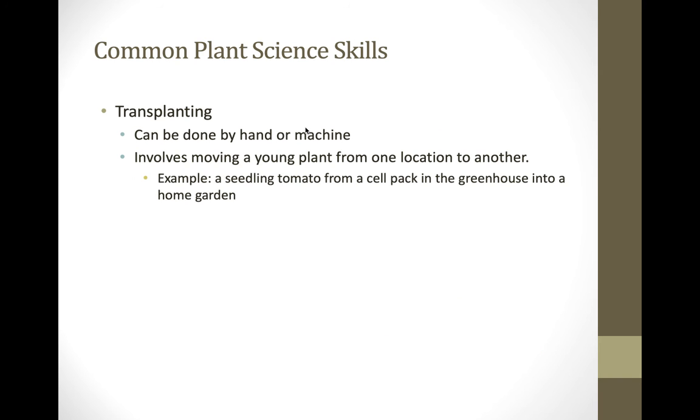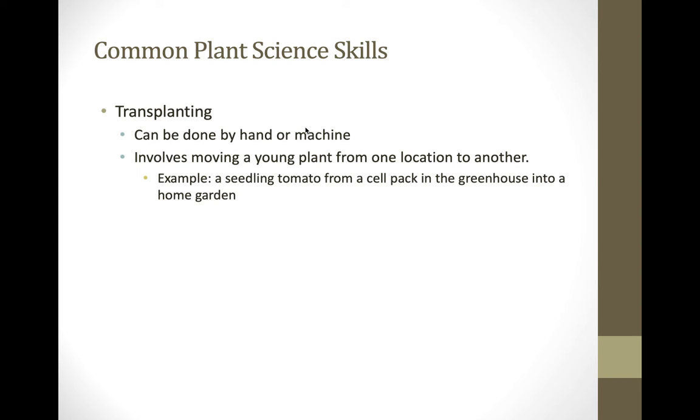There are some different plant science skills that you're going to want to be familiar with when you're working with plants. One is transplanting. And basically, with this, you are just taking a small plant and you're putting it somewhere else. We do transplanting all the time. We buy these little plugs, which are tiny plants from different companies, and we take those tiny plants and we plant them into larger pots.